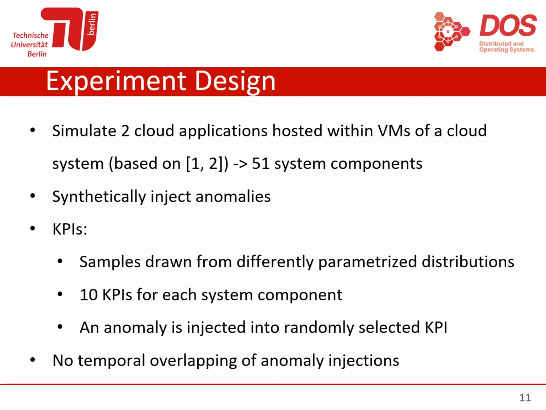If an anomaly is injected, it goes into a randomly selected KPI, so all other KPIs are still behaving as normal. And also, there's no temporal overlapping of anomaly injections. So at any point in time, there's only one main anomaly in one of the systems.